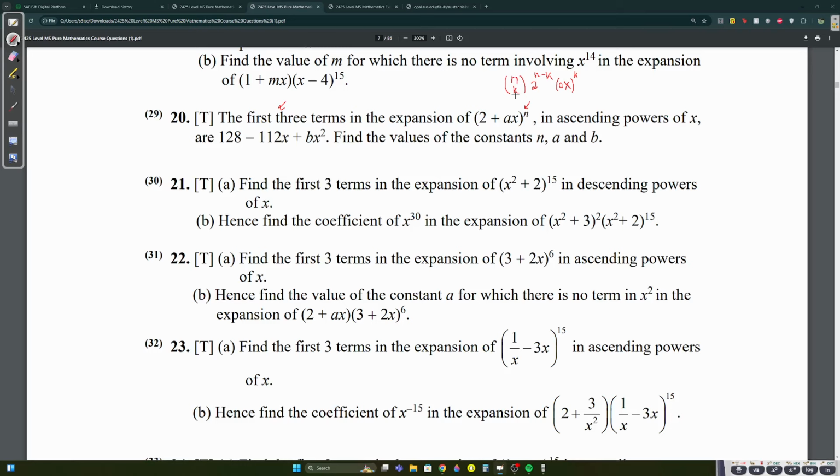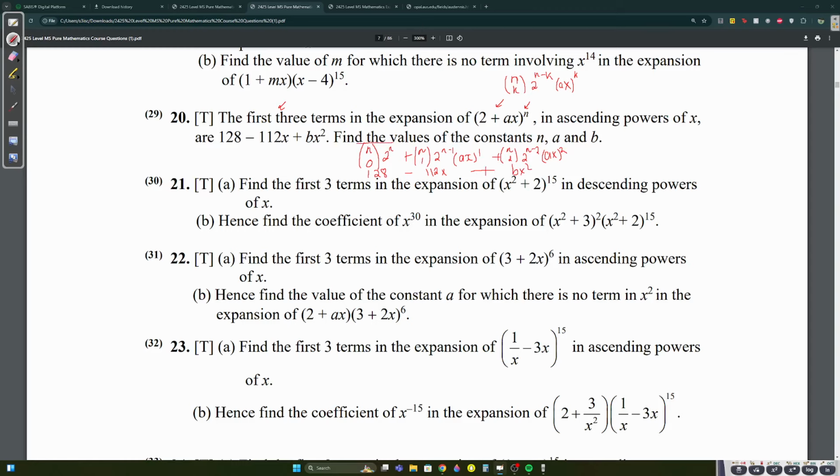Let's expand this now. How would we expand it? Imagine these are actual numbers. It's going to be nC0, 2 to the power of n, because n minus 0, and then ax to the power of 0, we don't write. So plus nC1, 2 to the power of n minus 1, times ax to the power of 1, plus nC2, 2 to the power of n minus 2, times ax to the power of 2. We know that this is all equal to 128 minus 112x plus bx squared. We know these are equal to each other.